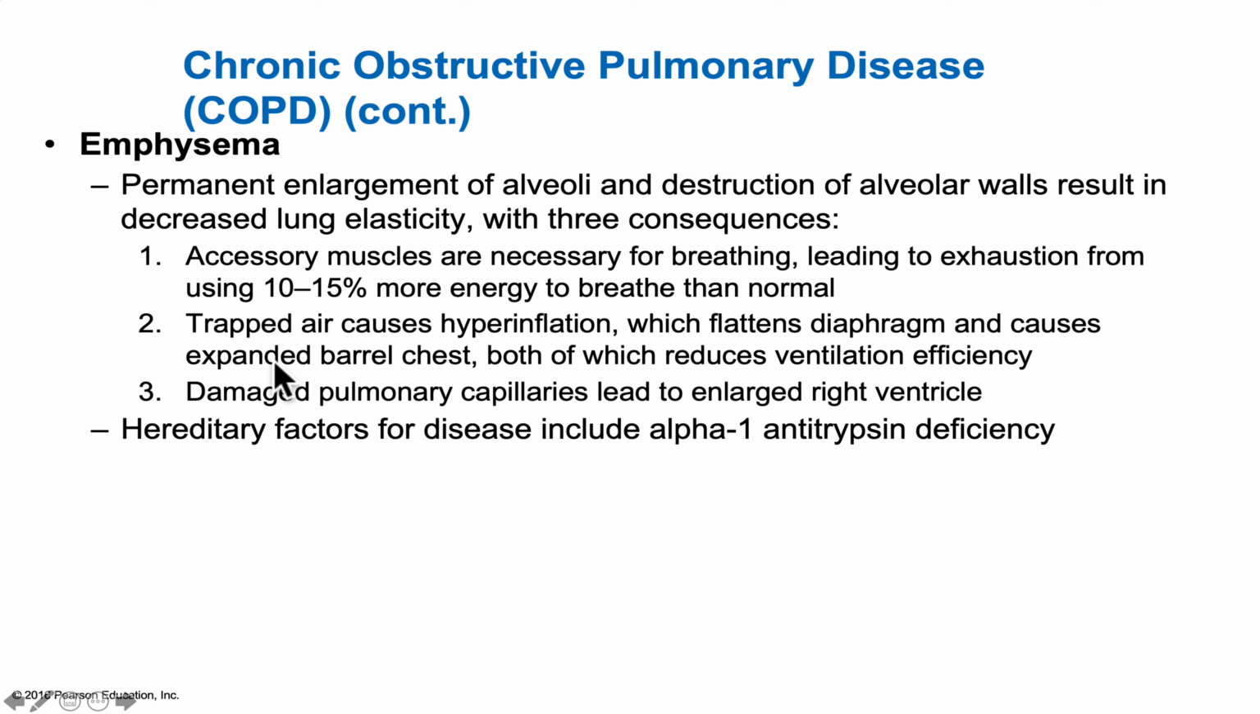The last thing is damage to the pulmonary capillaries as the alveolar walls disintegrate, which increases the resistance in the pulmonary circuit. This forces the right ventricle to work much, much harder, and over the course of time, that right ventricle becomes enlarged. So, when this occurs, it's called right ventricular hypertrophy.